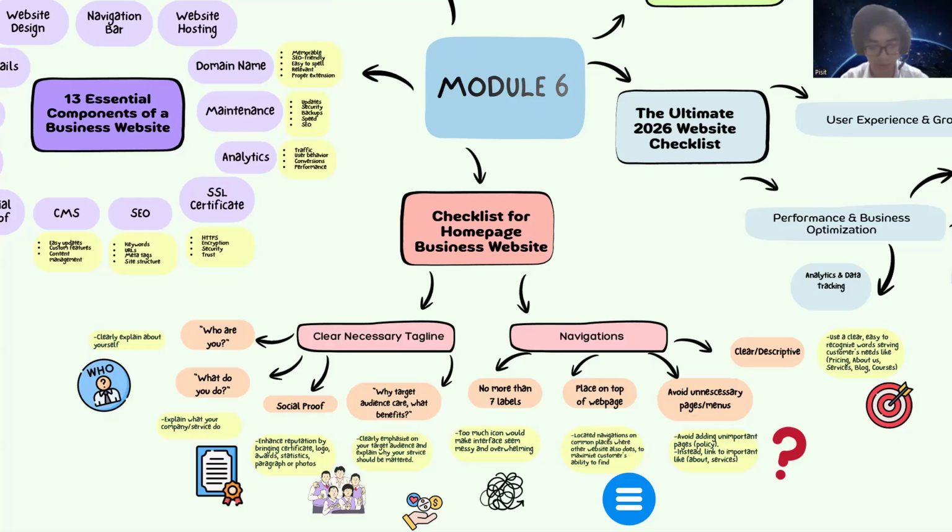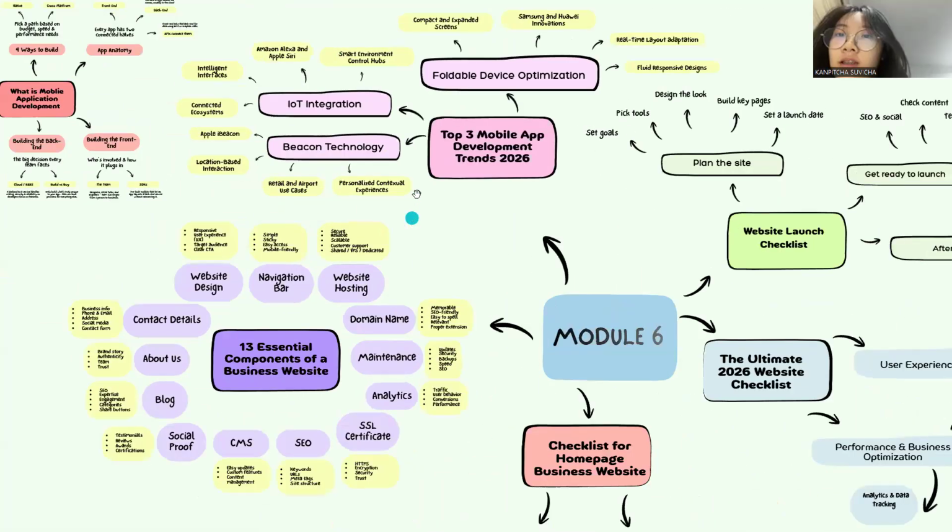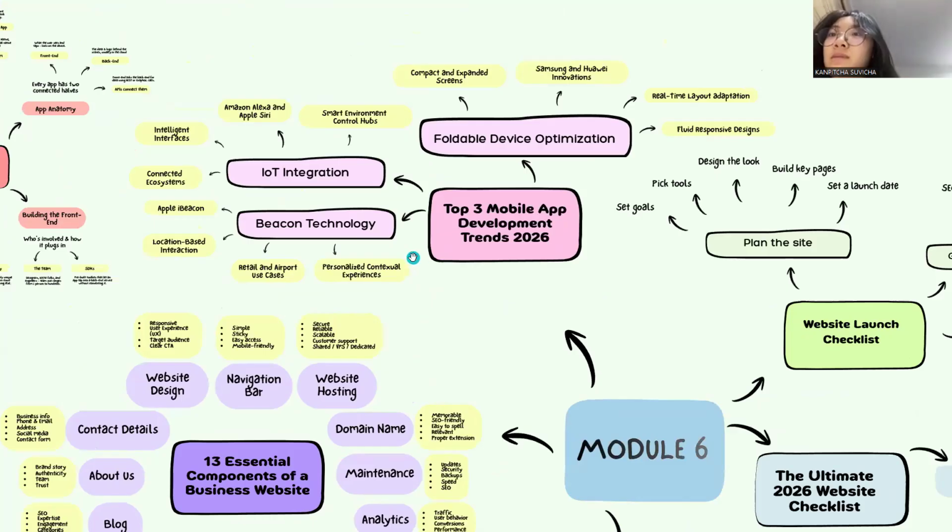Now we're going to move on to the top 3 mobile apps. Next is the top 3 mobile app development trends in 2026. The first trend is foldable device optimization. The first one is fluid responsive design.